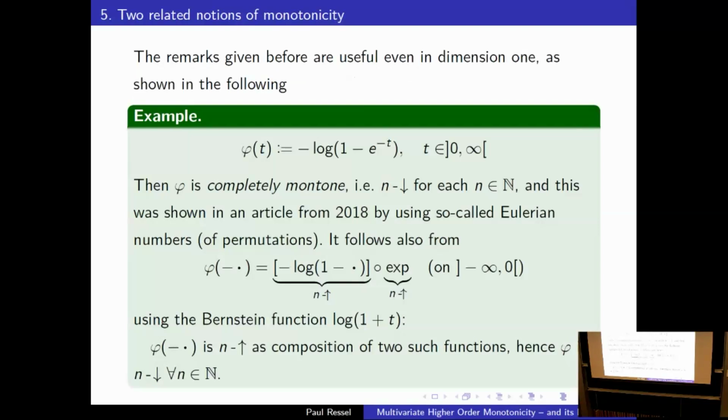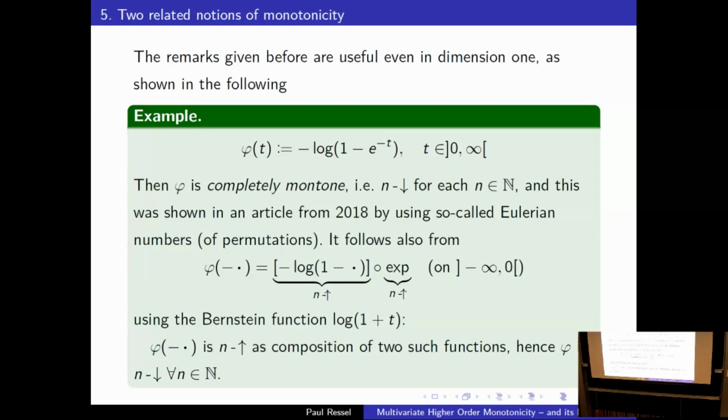I found this in a paper some years ago. This function defined here, minus log of 1 minus e to the minus t, they needed in this paper that it's completely monotone. That means n-decreasing for every n. And this was shown in a rather complicated way by using so-called Eulerian numbers of permutations. But here we can prove it very easily.